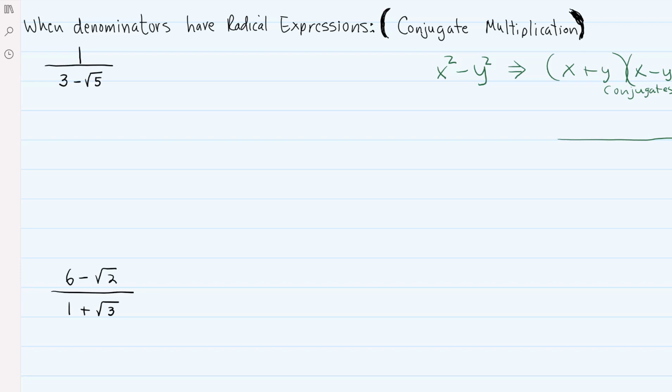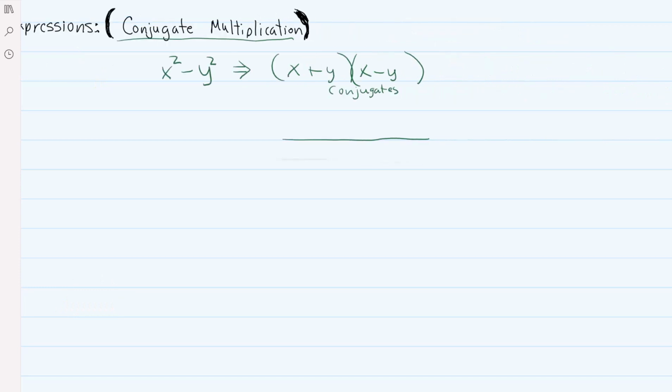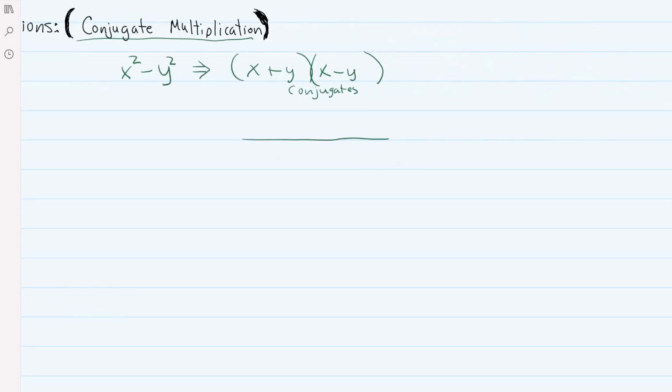Okay, how to simplify fractions that have denominator radical expressions. So I'm going to review conjugate multiplication. How do you simplify fractions that have denominators with radical expressions? Well, I don't know if you remember, but in Algebra 1, when you have a difference of squares, x squared subtract y squared, it factors to what's called conjugates, x plus y, x minus y.